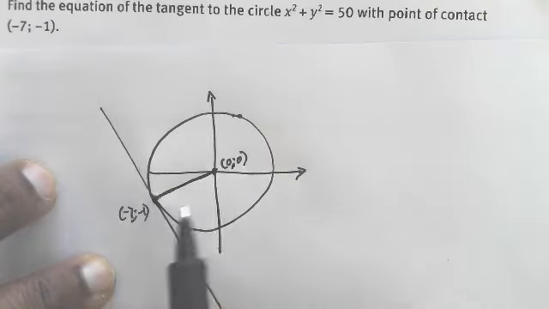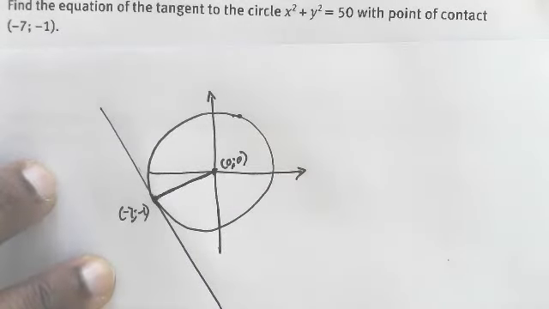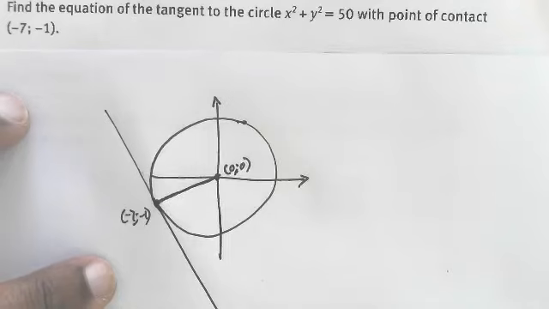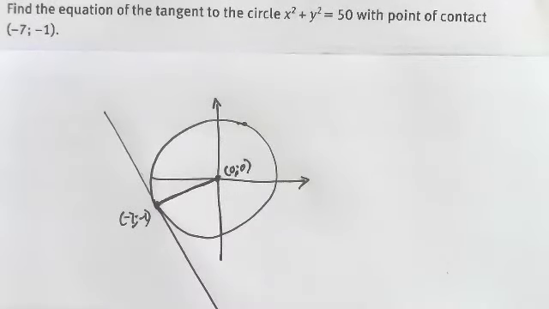Right? And if I find the gradient of this line, then it's easy for me to find the gradient of that line. Remember, to sketch a straight line, what you need is one point on the line and the gradient. That's what you need to find the equation of a straight line. Okay, so we can find the gradient there.